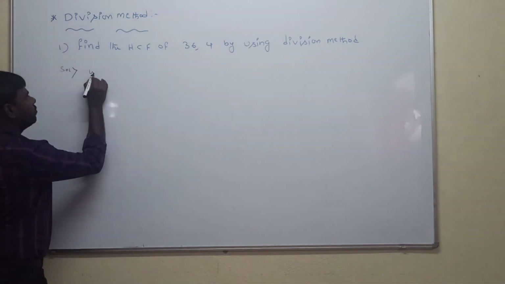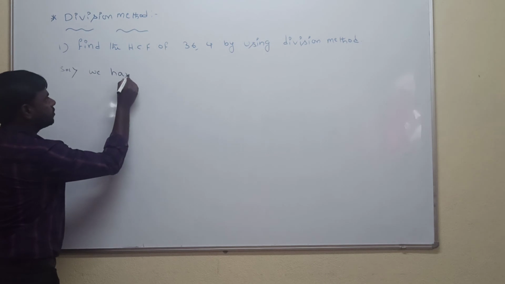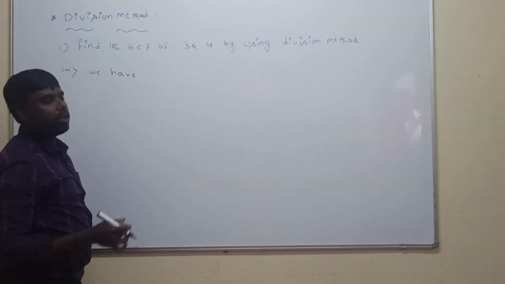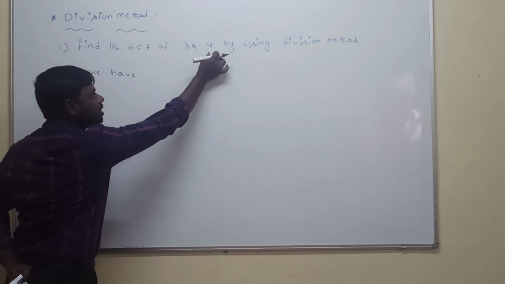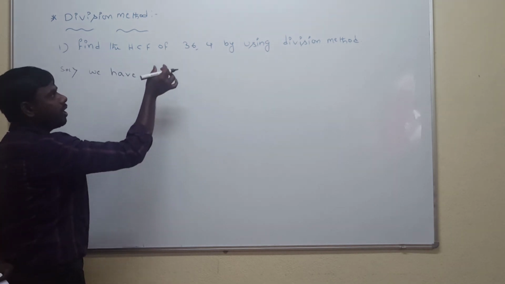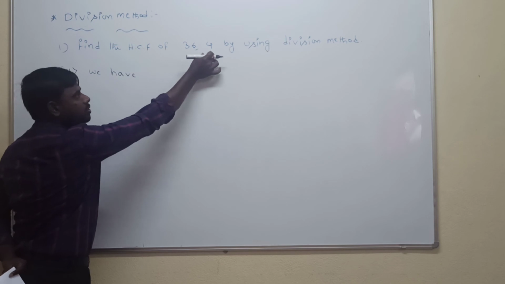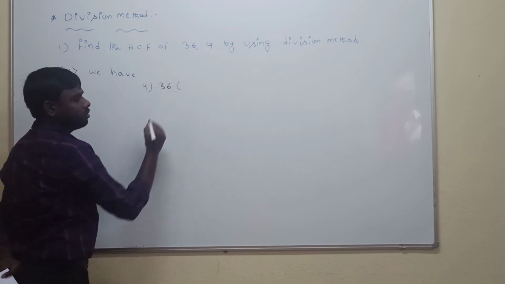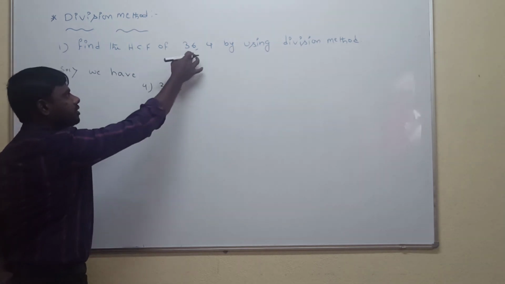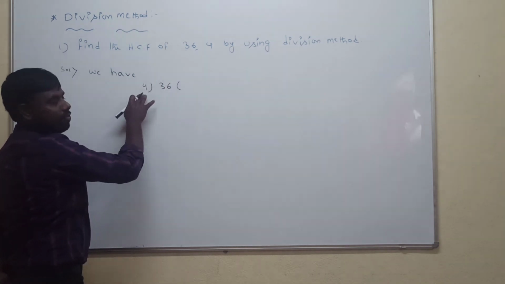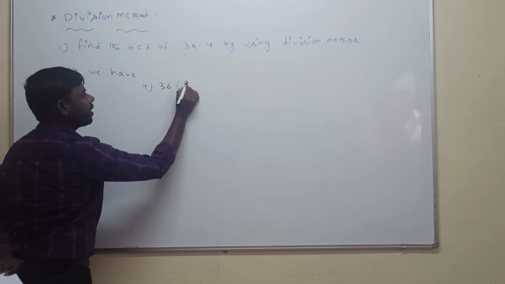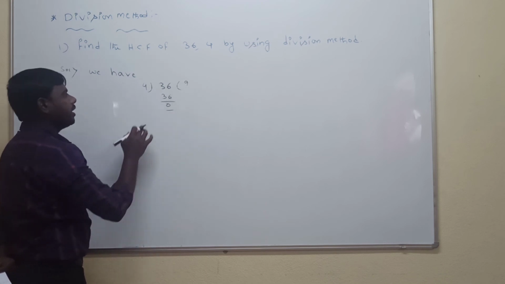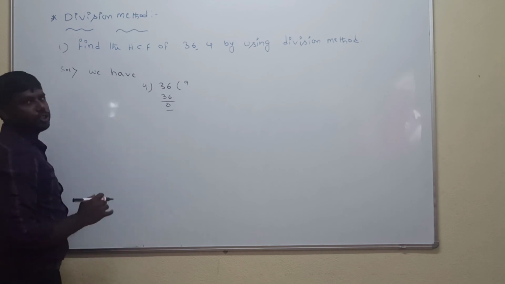So we have 36 and 4. What is the largest number? 36 is the largest number. The largest number is divided by the smallest number. So now we divide the largest number by the smallest number of the given numbers. 4 9s are 36. The remainder is 0. Then the last divisor is called HCF.